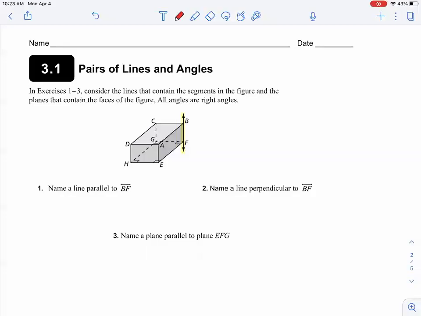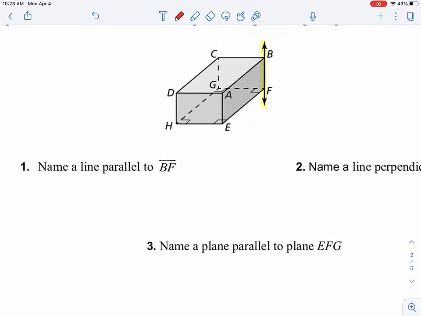All right, so lines that are parallel to BF, there are three of them, I think. We have DH, which would be considered parallel, so I would say line DH, AE, and CG. Wait, do we put arrows on it?